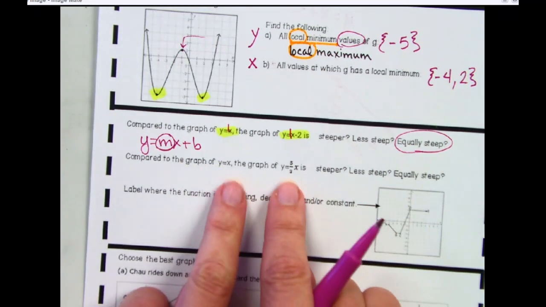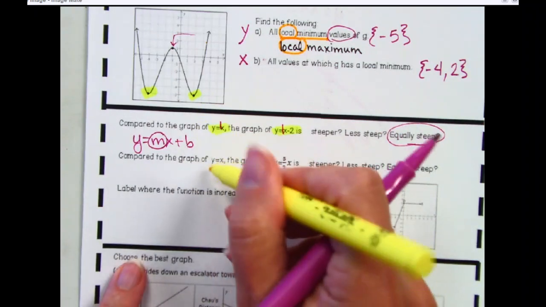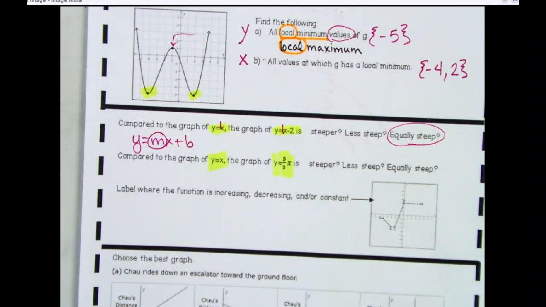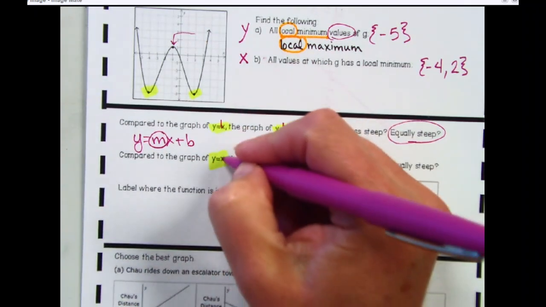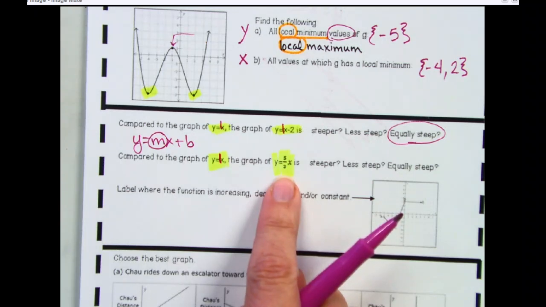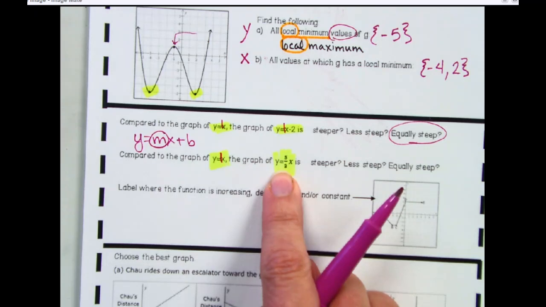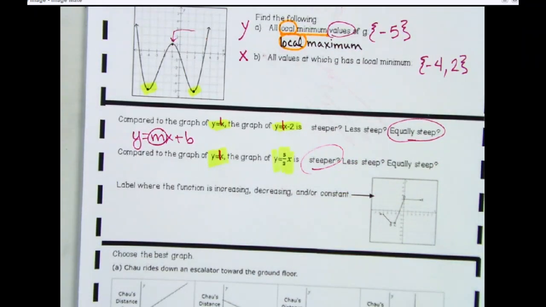So what about this one? We've got y equals x, and then we have y equals 5/3 x. If the bigger the number, the steeper it is, is 1 bigger or is 5/3 bigger? 5/3 is bigger, so this line is going to be steeper. You mean it's steeper.